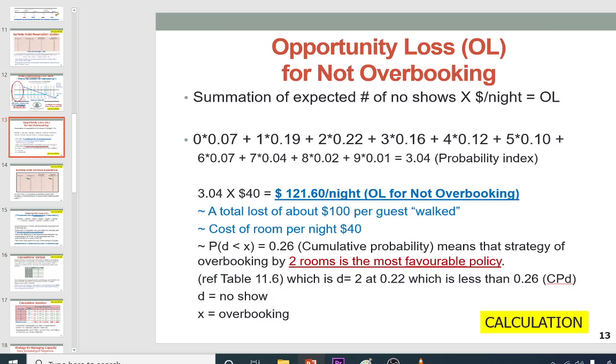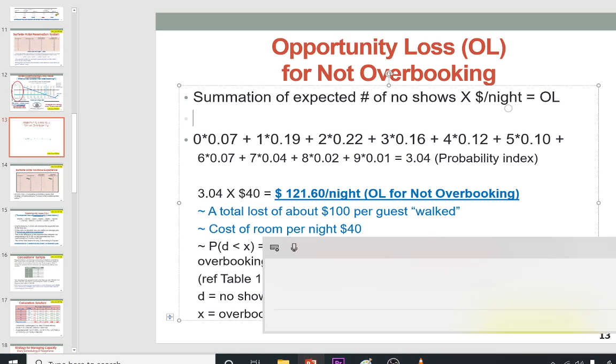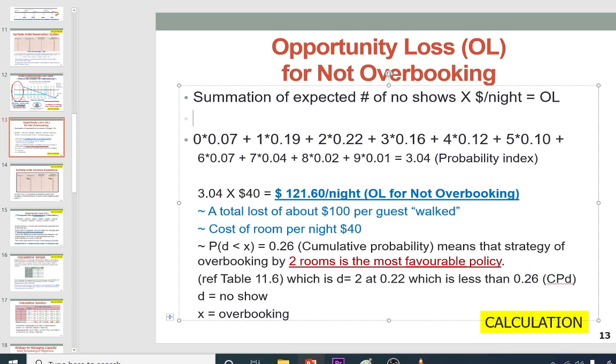Now, let's calculate the opportunity loss for not overbooking. How much will you lose if you do not overbook? The formula is the summation of the expected number of no-shows, multiplied by the cost of the room per night. That equals the OL, which is the opportunity loss.